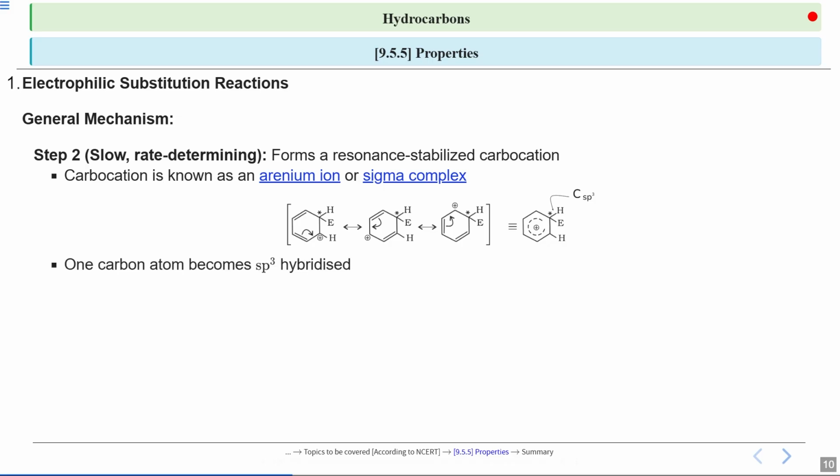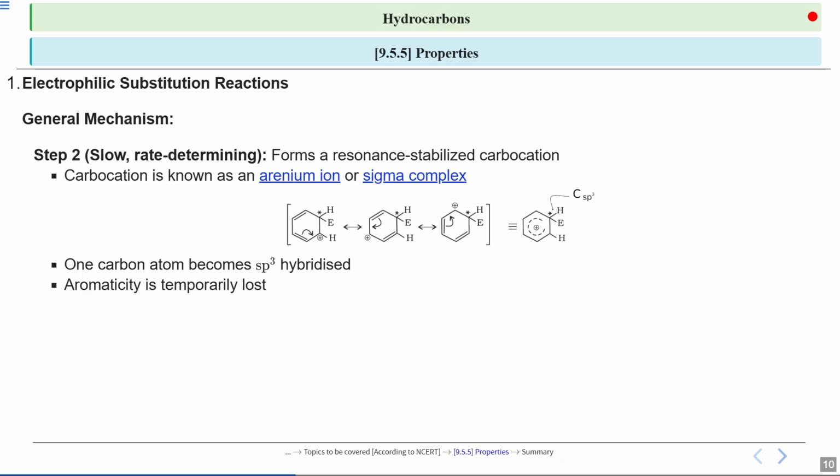So, why is the aromaticity lost? Because the carbon atom in the ring becomes sp3 hybridized. Normally, all carbons in the benzene ring are sp2 hybridized, making the compound aromatic. The change to sp3 disrupts the structure and disrupts your delocalization as well, which is important for the aromaticity concept. As a result of this, the aromaticity of the compound is lost and the system becomes less stable.